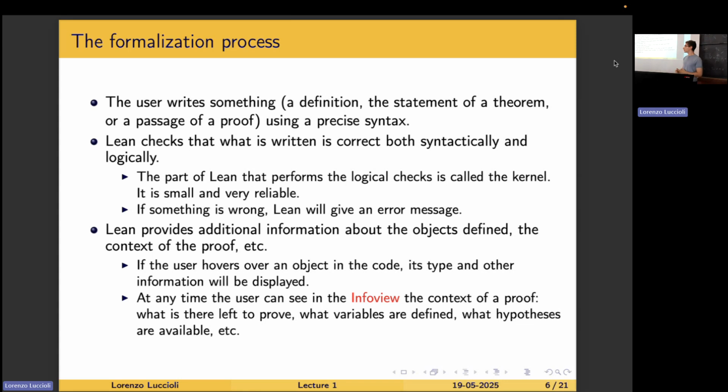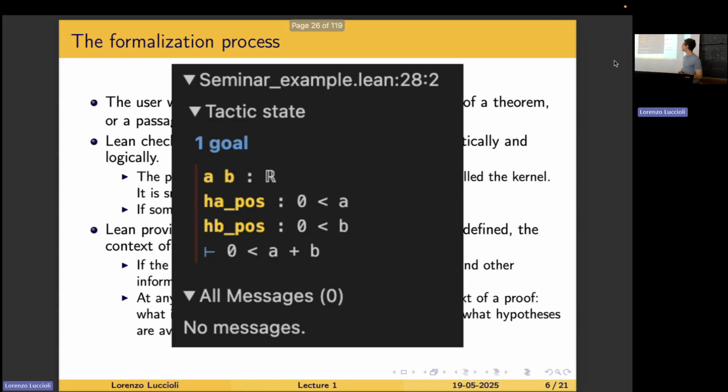Moreover, while we write the proof, Lean tells us information not only about the object that we see written on the IDE, but also on the context of the proof. Now, what is the context? Let's see an example. If I put my cursor inside the proof, I'm going to see something like this. This tells me what are the things that we've defined until now, what are the variables that we have at hand that we can use.